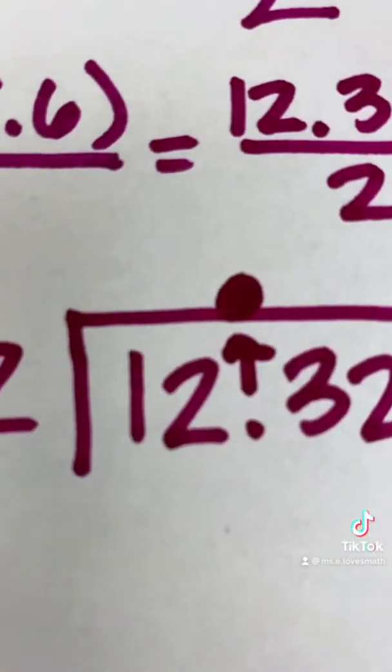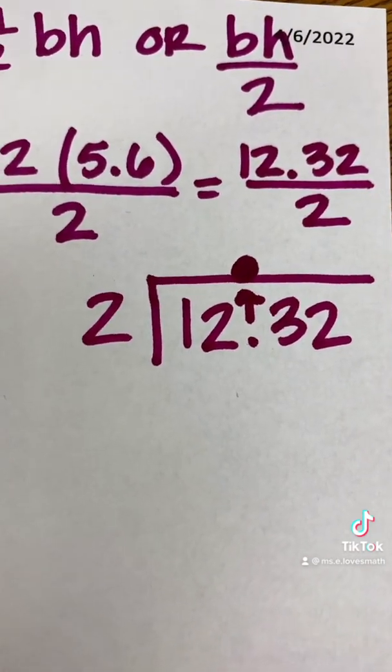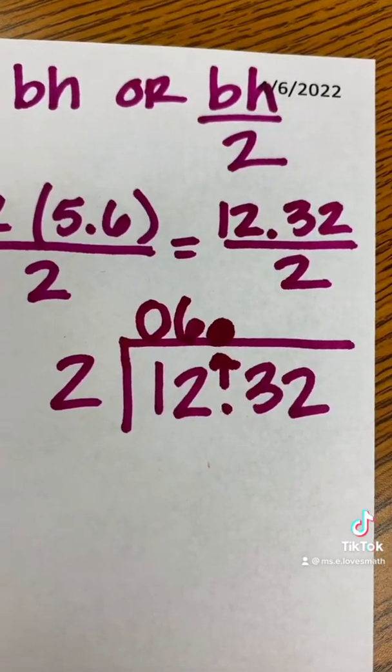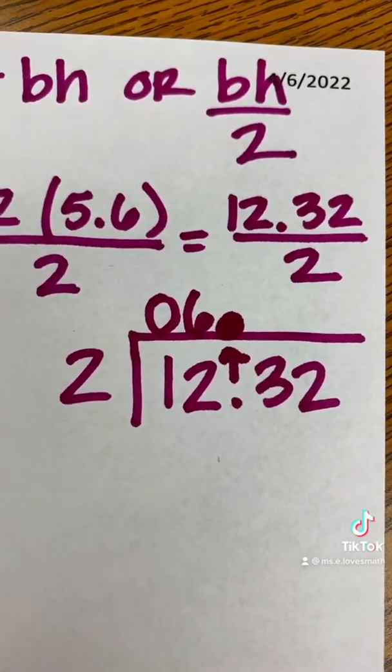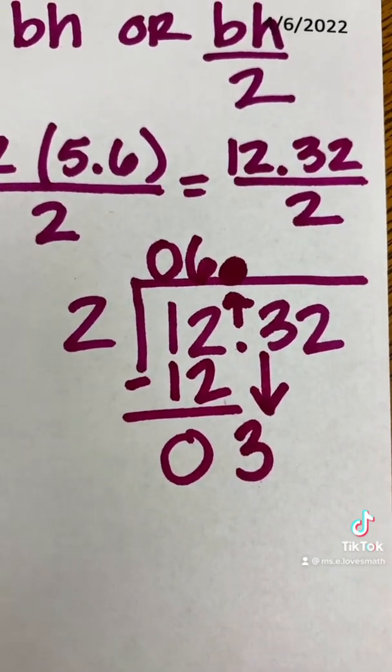I always like to place my decimal point before I do anything so I don't forget. 2 cannot go into 1, but it can go into 12. It can go into 12 6 times. 6 times 2 is 12. Once you subtract, you need to bring down the 3.